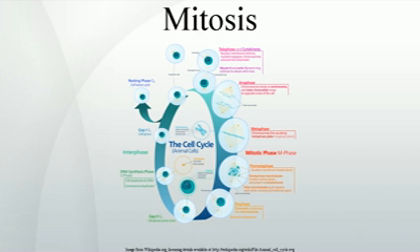Mitosis. Mitosis is the process, in the cell cycle, by which a cell duplicates into two genetically identical daughter cells.